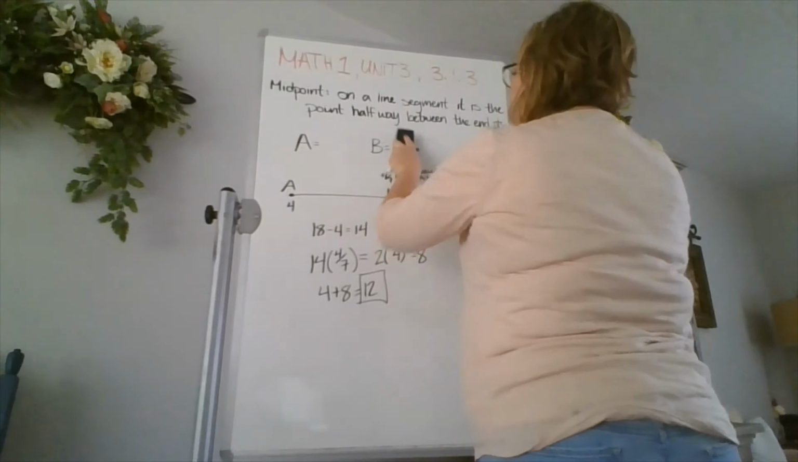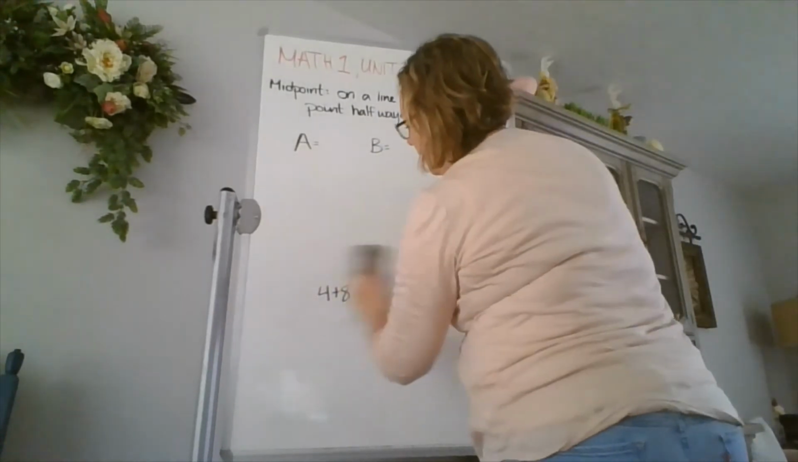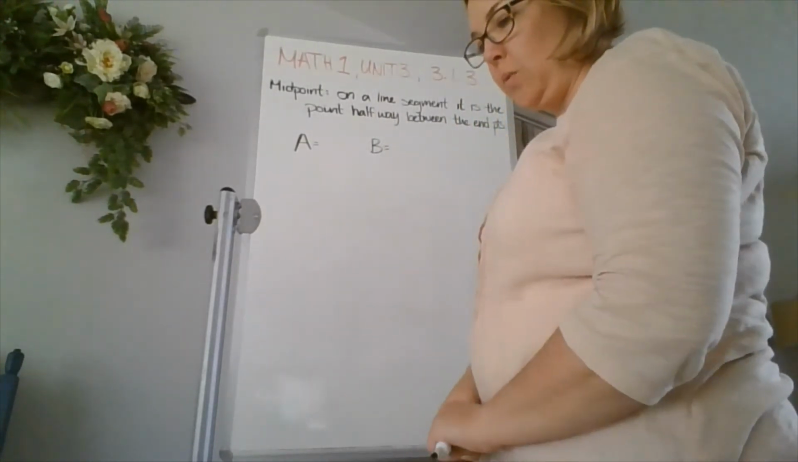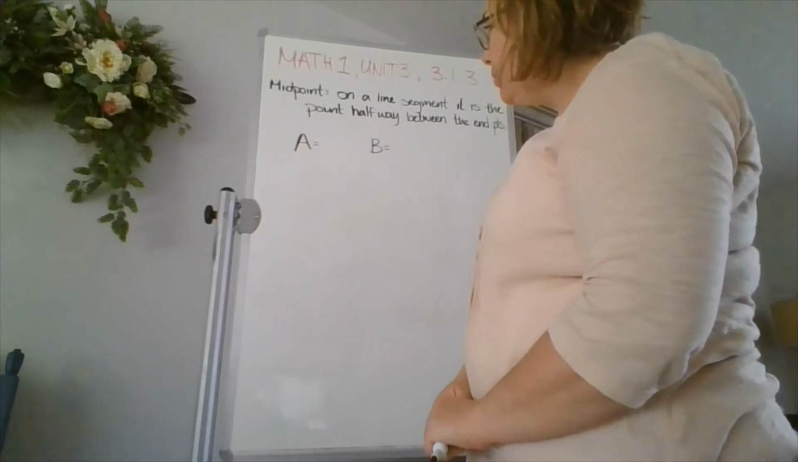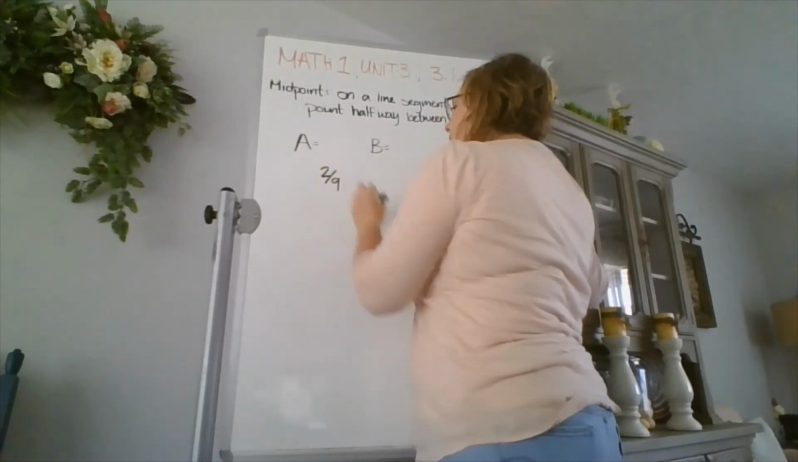All right, we're going to get a new A and B. I'll just erase all of that and start fresh. Okay, so this time it says, what is the location of the point on the number line that is 2/9? Okay, so our distance, we want to travel 2/9 of the distance.